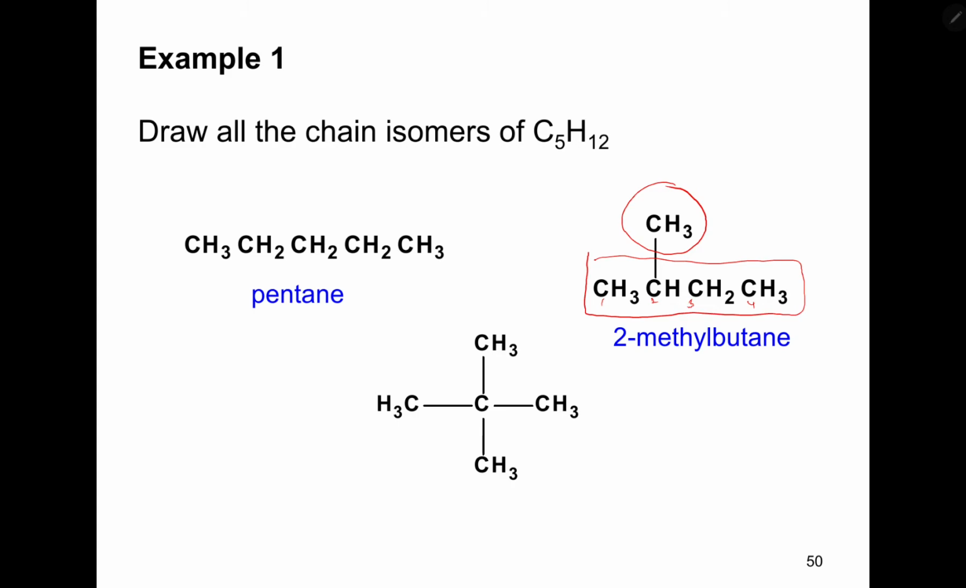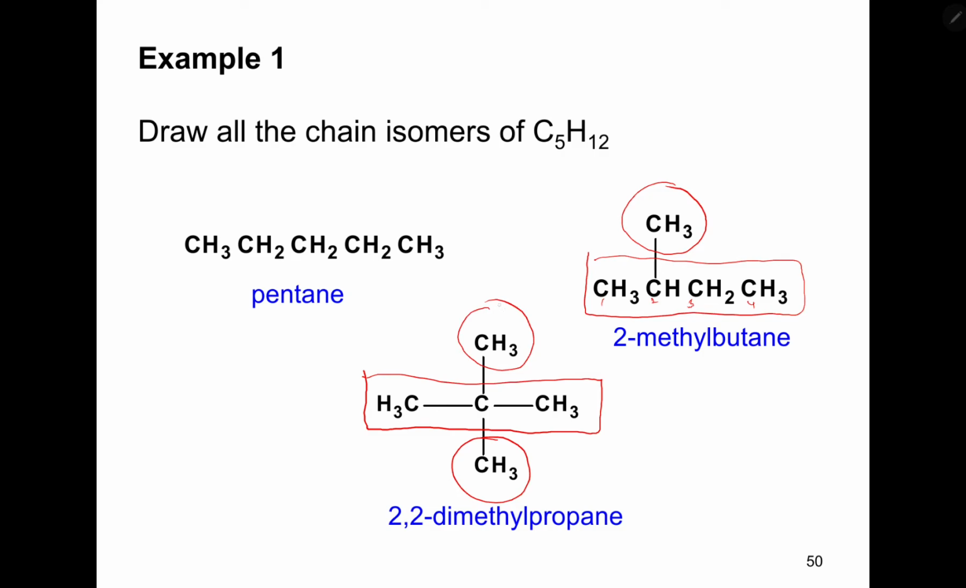And the third one, we have 2,2-dimethylpropane, where we have 3 longest continuous chain of carbon atoms with 2 methyl groups attached to carbon number 2. So all these 3 isomers have the same molecular formula, which is C5H12, but different in their carbon skeleton.